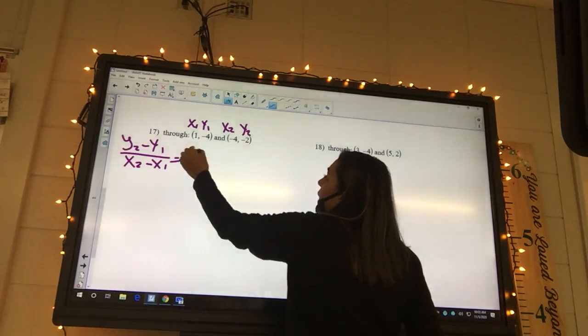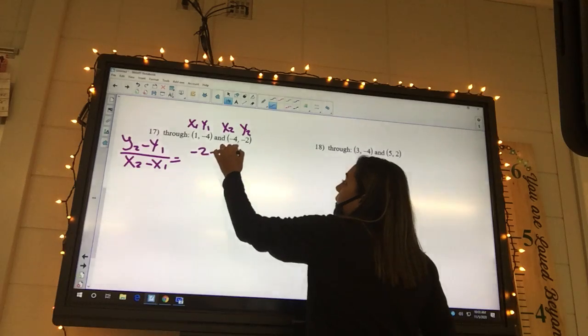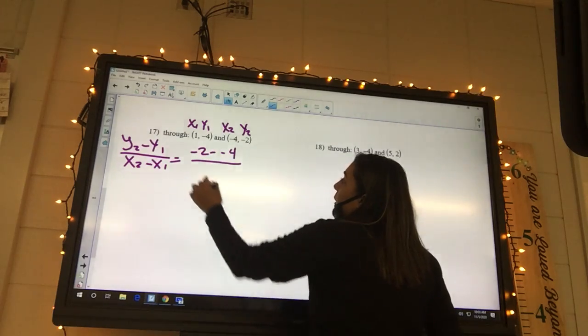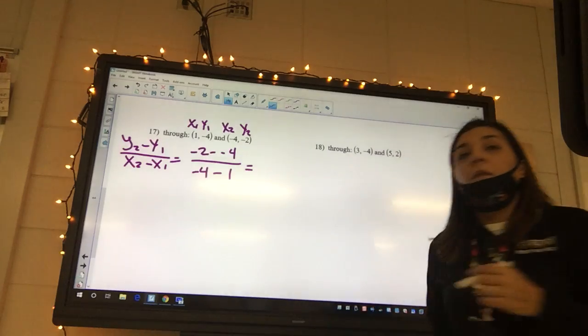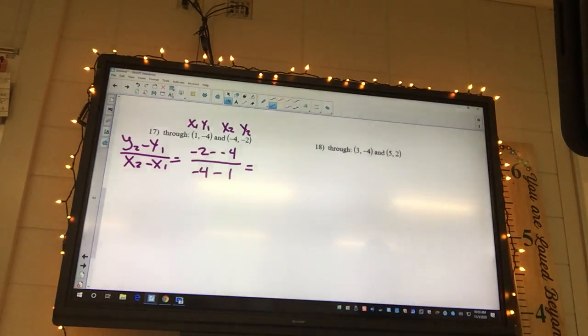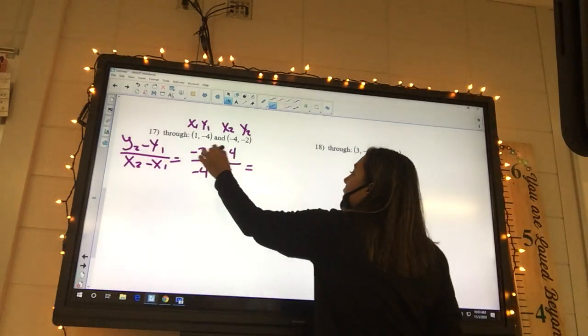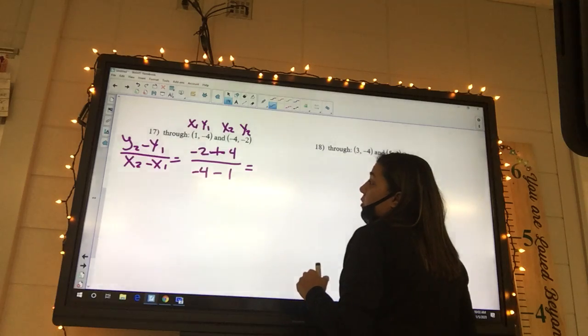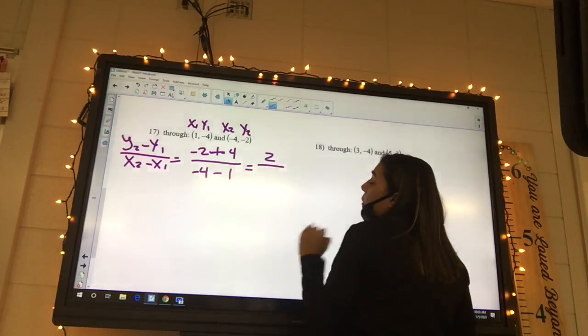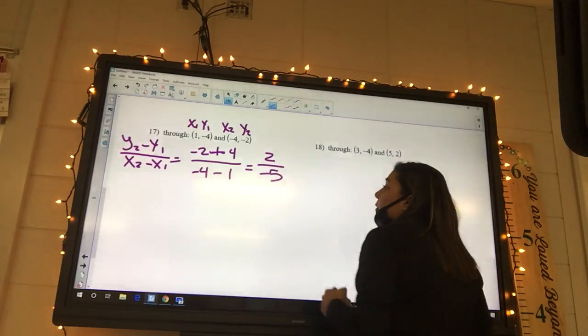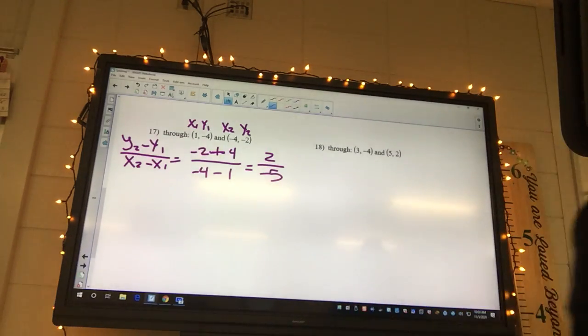Okay, so it's going to be negative 2 minus negative 4, over negative 4 minus 1. Okay, well these minuses are going to be a plus. So negative 2 plus 4 is going to be positive 2. And then negative 4 minus 1 is going to be negative 5. Okay, so we have our slope. Okay, so now what?